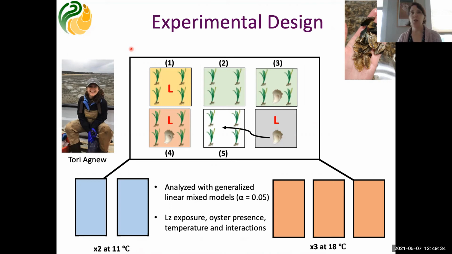one with eelgrass exposed to Labyrinthula, so maybe you call this the positive control, the negative control, oysters with Labyrinthula, oysters and eelgrass, all 3 of them together, and then she exposed oysters to Labyrinthula alone and then added them into an eelgrass tank. And these were intended to be at 2 temperatures in triplicate. Of course, there was an issue that we lost one of the replicates, but then she looked at LZ exposure, oyster presence, and temperature and interactions on this.